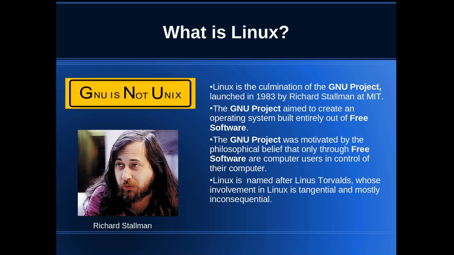So where did this come from? It's the culmination of something called the GNU project, which was started in 1983 by a gentleman named Richard Stallman while he was at MIT. The goal of the GNU project was to create an operating system built entirely out of free software. It was motivated by the philosophical belief that only through free software are computer users actually in control of their computer. Linux is named after another gentleman named Linus Torvalds, whose involvement in Linux, in my opinion, was mostly inconsequential. The real creator of Linux is Richard Stallman, but this other guy got all the credit.